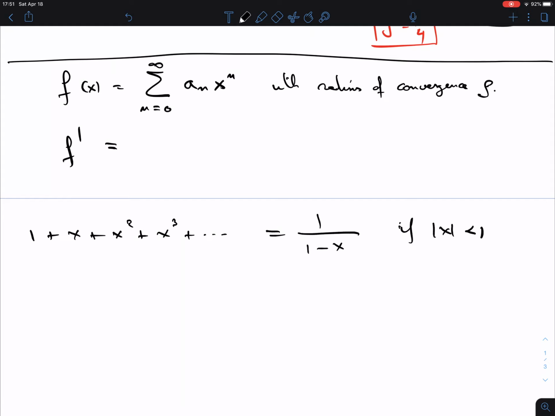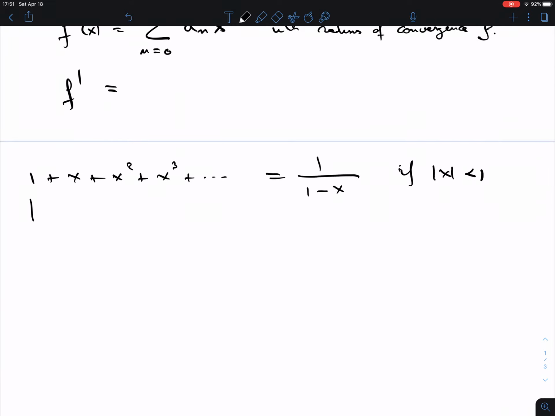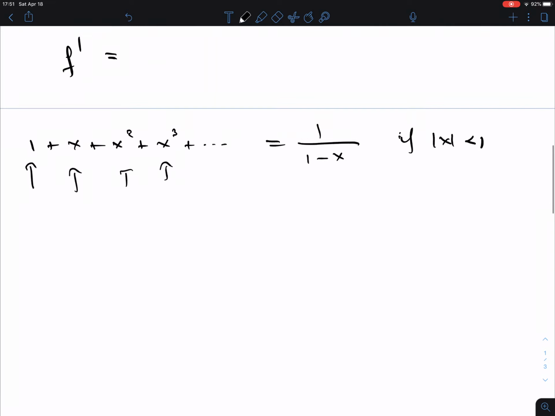Good. So how would I take derivatives here? Well, I would take derivatives of each of these terms separately, right? That's how I would take derivatives. Okay, so let's do it.